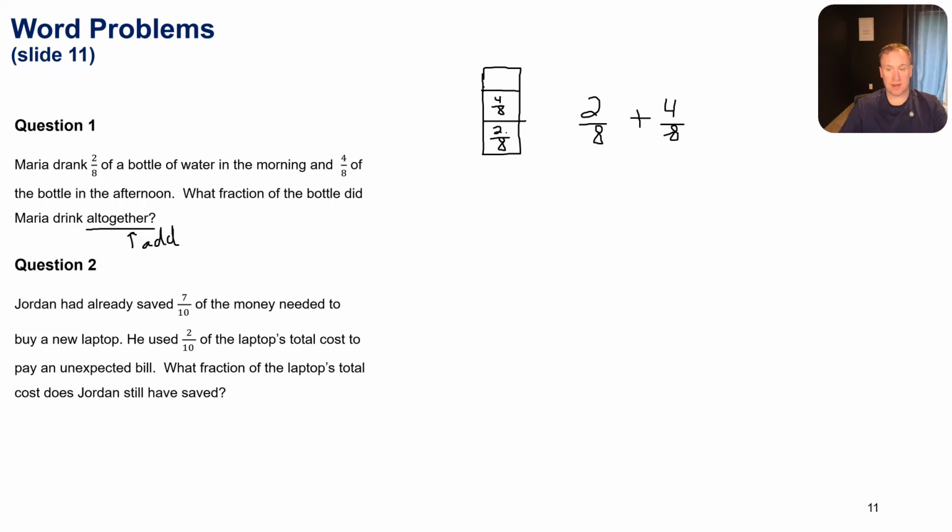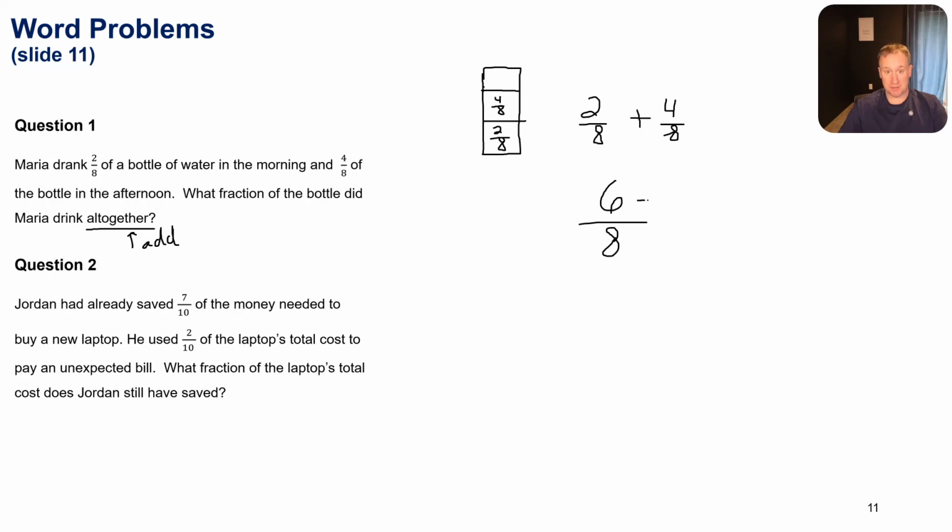Okay, so I've kind of modeled out what we're looking at. We didn't drink this part of the bottle, I guess, but we've drank all that other aspect. So now we have 2/8 plus 4/8. In this case, we're now going to add our numerators. 2 plus 4 is 6. And we write the sum over the common denominator of 8. Now we have 6 over 8.